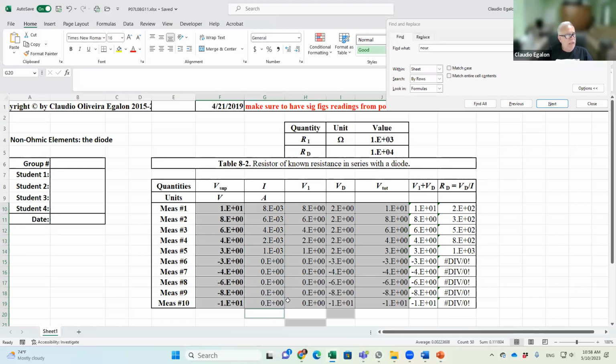Okay, because the LED doesn't let any current flow in the other direction. So the current is almost 0. It's not exactly 0, but it's close enough to that. What does it mean? It means that the resistance of your diode becomes very large. That's why it's displaying division by 0. Right here, division by 0 is a very large number.